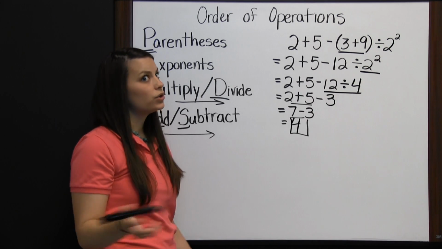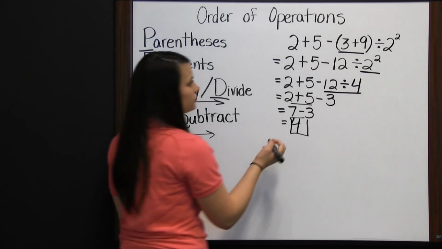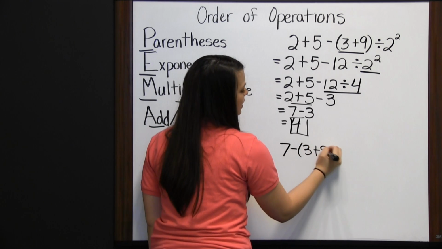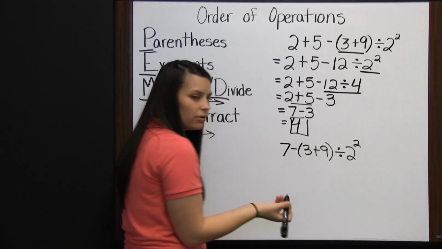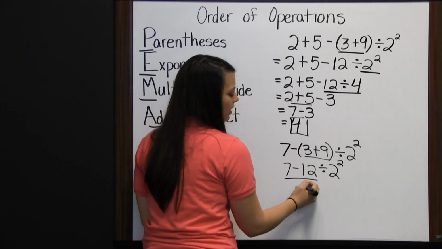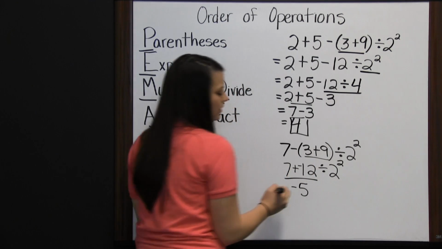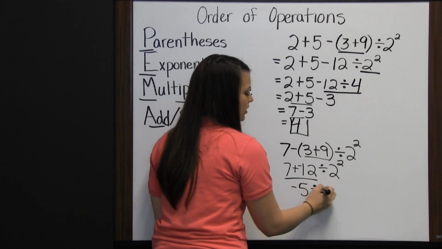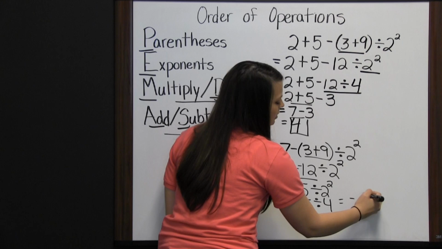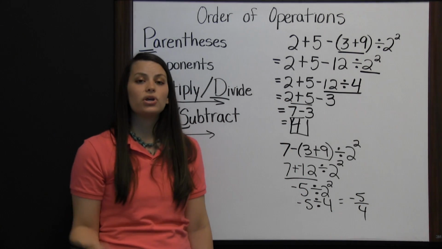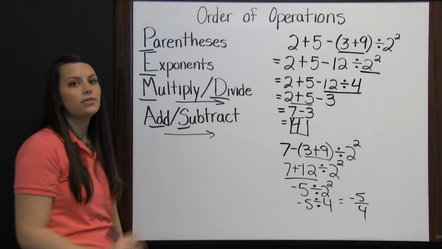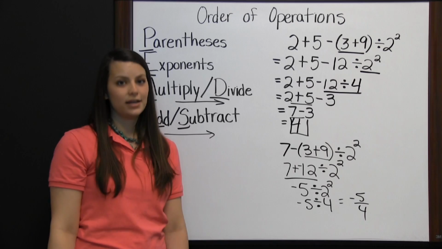Now let's see what happens if we ignore the order of operations and just work from left to right. If we were just working from left to right, we would start with 2 plus 5, which would give us 7, minus 3 plus 9 divided by 2 squared. Then we would do our 3 plus 9, so we'd have 7 minus 12 divided by 2 squared. 7 minus 12 would give us negative 5, since we can add the inverse. 7 plus negative 12 is negative 5, divided by 2 squared. Negative 5 divided by 4 is negative 5/4. So as you can see, if we ignore the order of operations, we get a completely different answer, which is why it's very important to make sure you're always going in the correct order whenever you solve or simplify an expression.